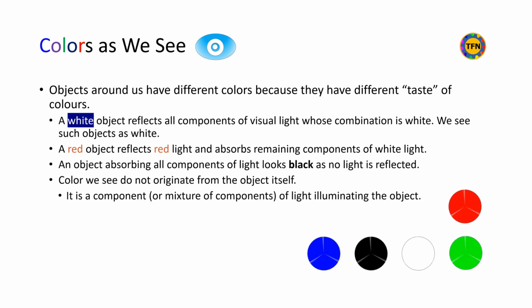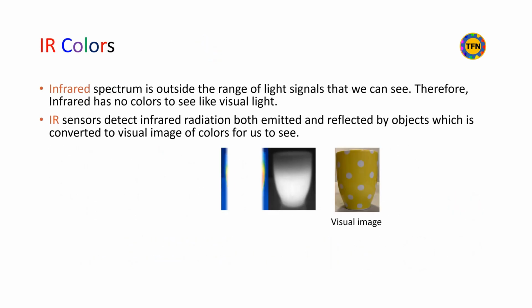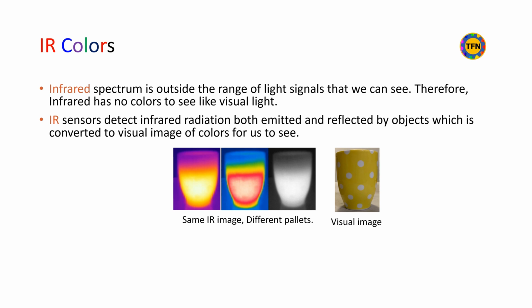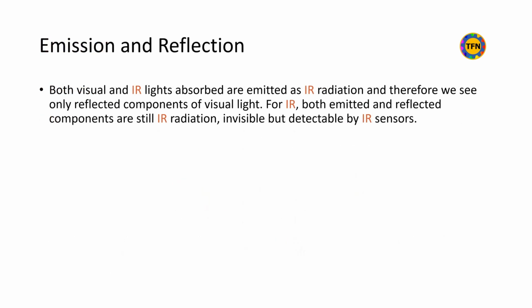The color of an object is a reflected component or mixture of components of light illuminating it, not originated from the object itself. The infrared spectrum is outside the range of light signals that we can see and therefore has no color. White material in visual could be black in infrared. For example, white paper is basically black in infrared since it absorbs most of the long-wave radiation. A non-reflecting object is black in the visual concept. The color of an object is the component of light reflected from it, and absorbed components are no more visible.